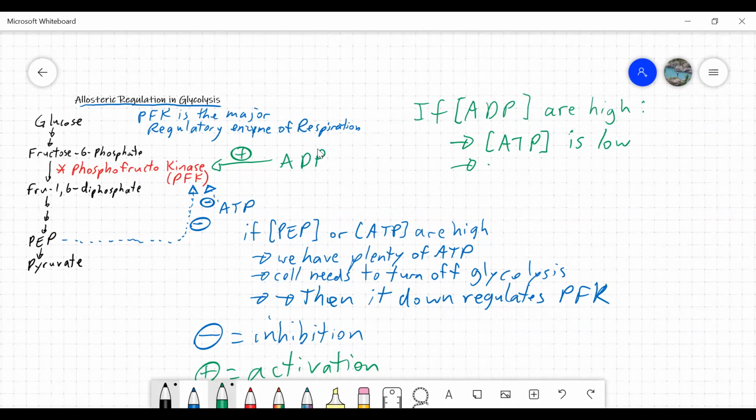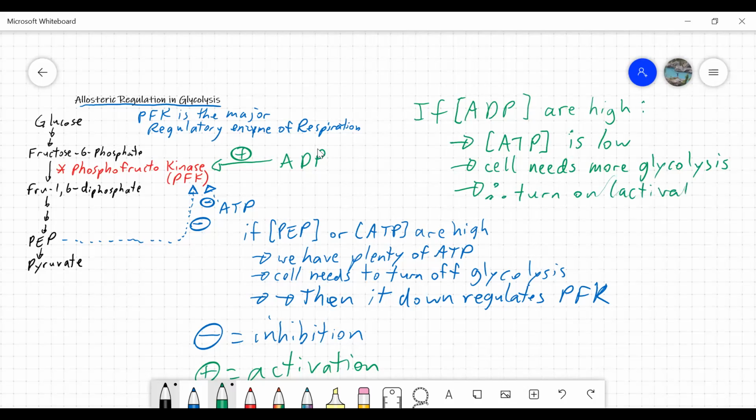It means the cell needs more glycolysis then. Cell needs more glycolysis. Therefore, what's the cell going to do? It's going to turn on or activate, you could say, our enzyme, PFK.